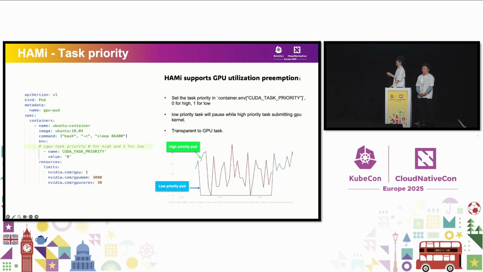We have another feature called task priority. The method to use it is very easy. You simply specify an environment variable here called CUDA task priority. For now, we support 2 types of priority: 0 is the high priority, and 1 is the low priority. The difference is that as long as the high priority pod is submitting kernels to a certain GPU, the low priority pod will be temporarily suspended and wait for the high priority pod to stop submitting new kernels to the GPU, and then the low priority pod will resume running. It is all transparent to the task and very automatic.